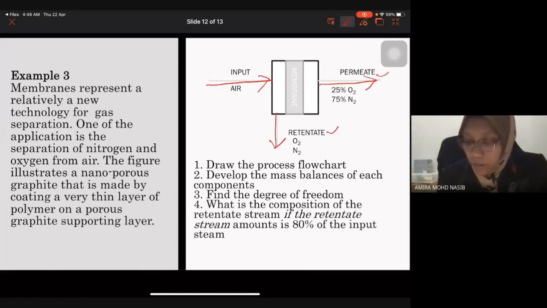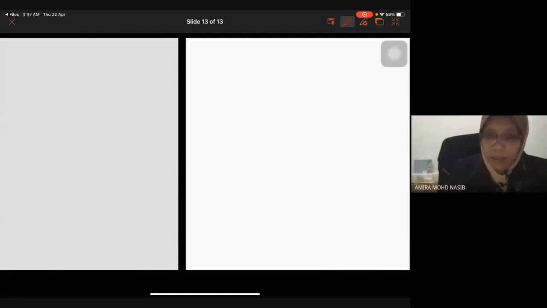Draw the process flowchart, develop the mass balance for each component, find the degree of freedom, and find the composition of the retentate stream if the retentate stream amounts to 80% of the input stream. This question doesn't need to be solved, it just wants you to compute some equations. Okay, draw the process flowchart. Let's see.